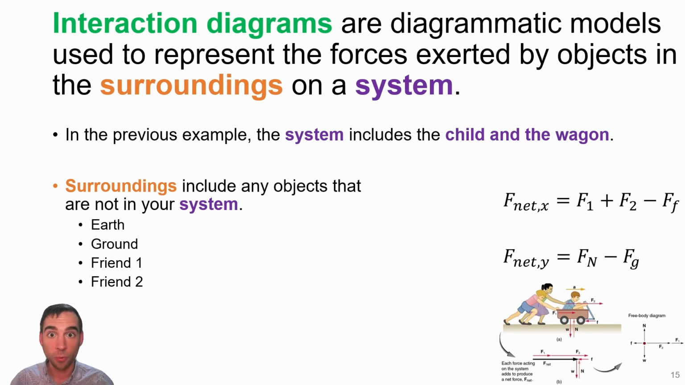So you know how to do free body diagrams, and you're going to have to do those in this unit as well. But we're going to introduce another tool to help you represent force situations called an interaction diagram. When drawing an interaction diagram, it's important to identify what specific object of interest is your system, and everything else will be your surroundings. So in this situation where we have a child in a wagon being pushed by their two friends, we could say that the child and the wagon are our system, and everything else outside of that is in the surroundings. The surroundings might include Earth, the ground, and both of these two friends that are pushing the wagon along.